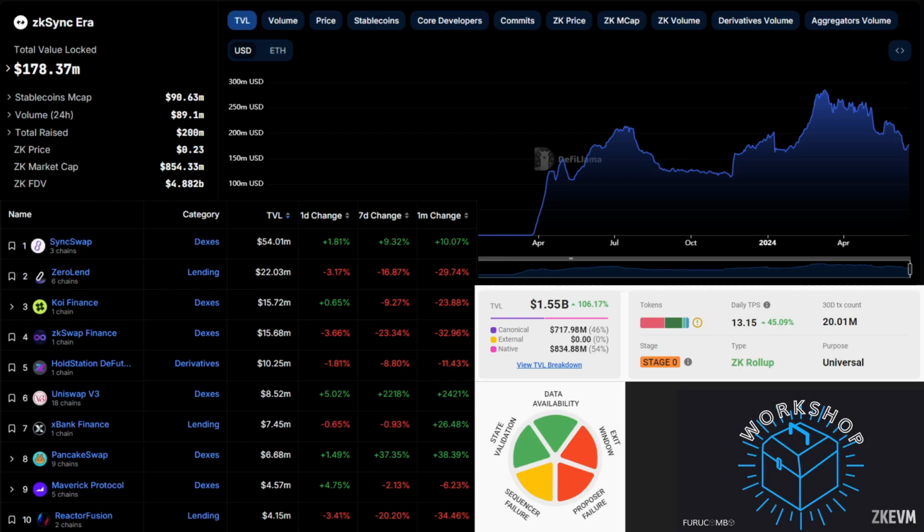We say daily TPS, so daily transactions per second, at 13. 30-day transaction count at 20 million. And we also see in the pie chart there the different security mechanisms that are in place. So state validation and data availability are in the green, meaning that this is already applied and working. Sequencer failure is yellow, so there are some errors or issues there to have it being 100%. And then proposal failure and exit window are things that aren't yet implemented, so they're in the red.